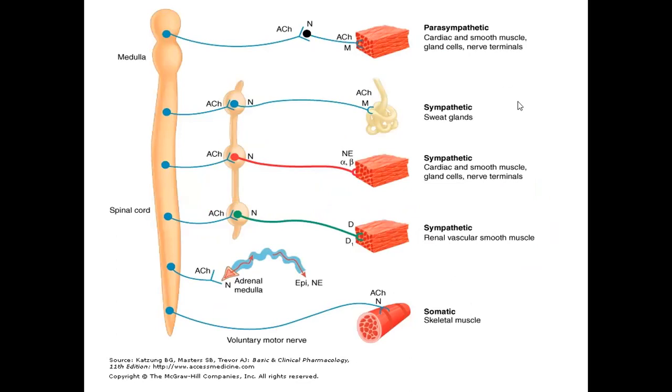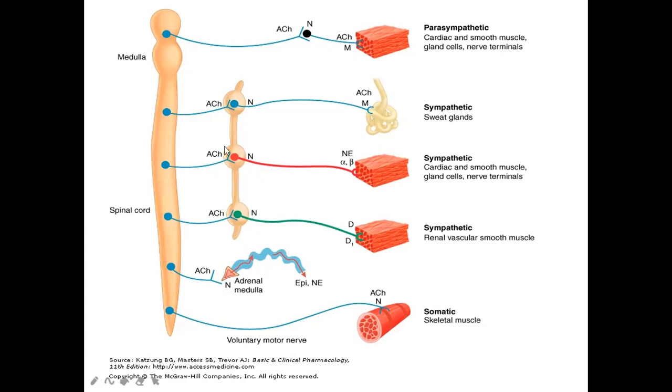Now, this particular slide shows the parasympathetic innervation. Okay. When you look at the parasympathetic innervation, it is supplying the cardiac and smooth muscle, glands, and the nerve terminals, where the preganglionic as well as the postganglionic neurotransmitter is acetylcholine. When you see the sympathetic nervous system, the sweat glands are an exception. The preganglionic neurotransmitter is acetylcholine. The postganglionic neurotransmitter is also acetylcholine. Okay, so it is supplying the sweat glands. So these are the muscarinic receptors and these are the nicotinic receptors.